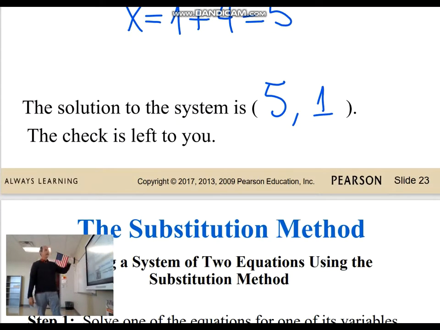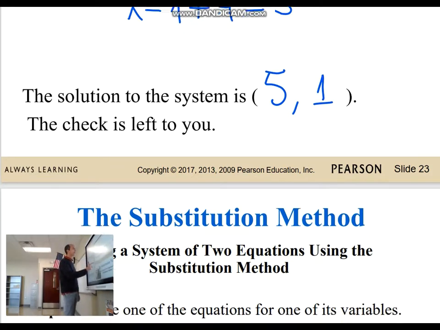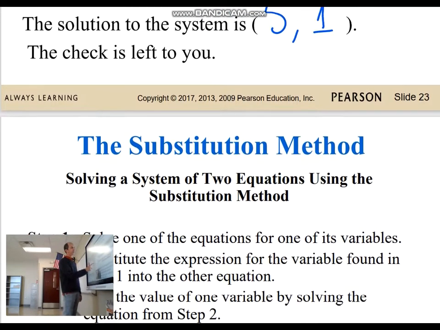The check, you can check, you just plug in these values back into the system just to make sure, to be completely 100% sure that they are the solution of the system of equations.